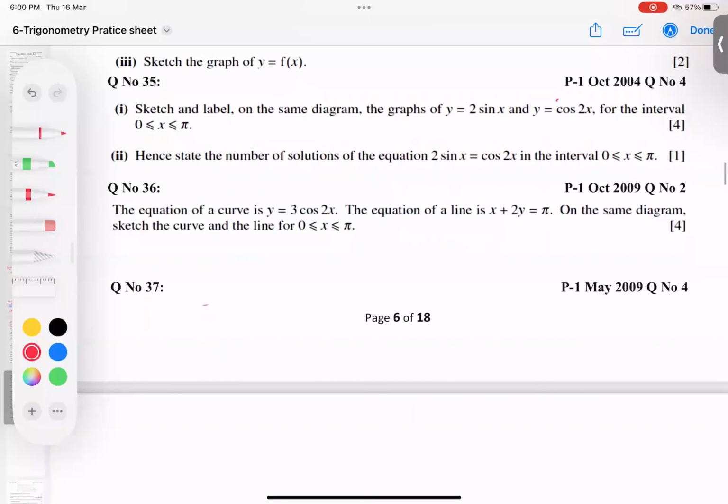This is a question of October 2004, paper 1. The question is to sketch and label on the same diagram the graphs of these two equations for the interval 0 to pi. Now some students get confused: what does pi mean, sir? How do we deal with pi?